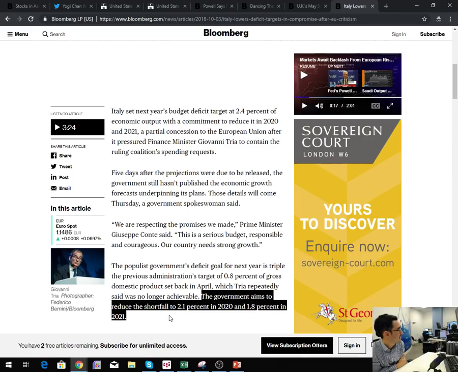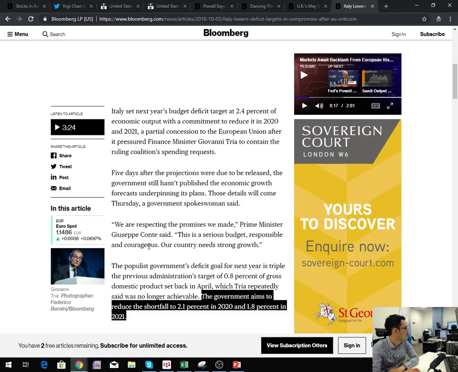So basically they've said they're going to do 2.4%. Remember on Monday, it was 2.4% for 3 concurrent years. Now they're saying it's going to be 2.4 to 2.1 to 1.8. So this is another step back from the Italian administration.